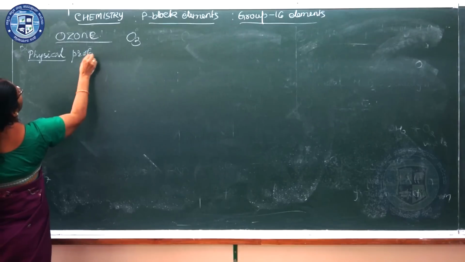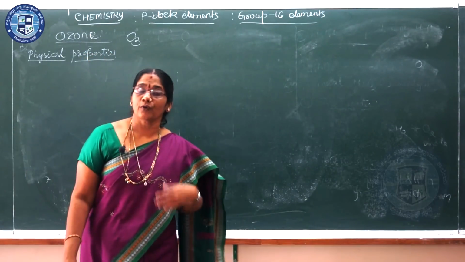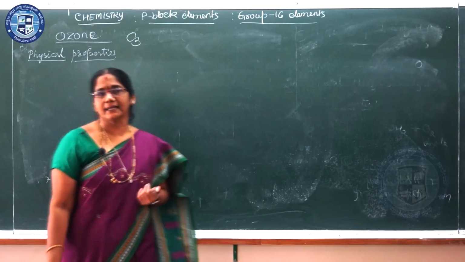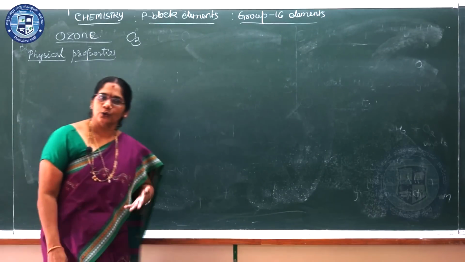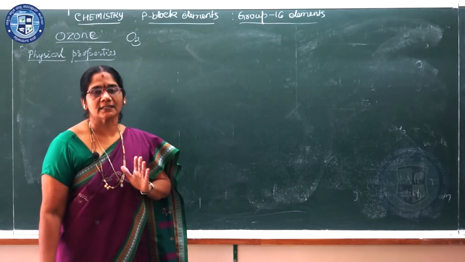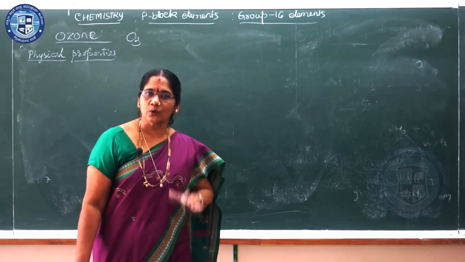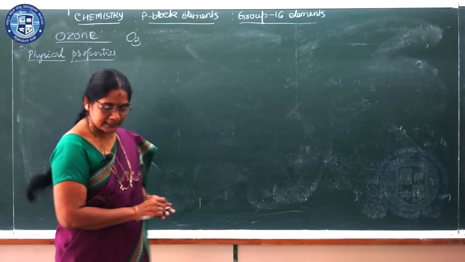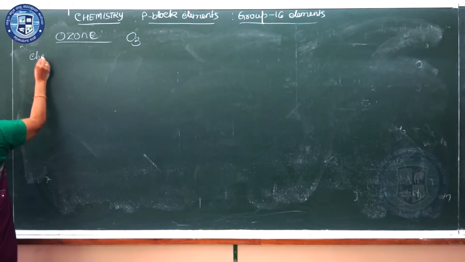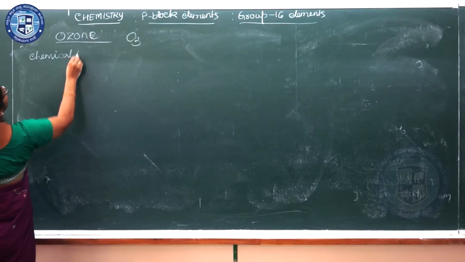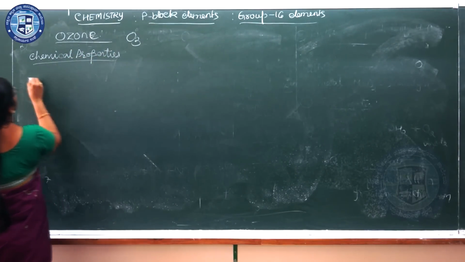It's a pale blue or blue gas, in the liquid form dark blue and violet black solid. In low concentration, as I have told you, it is harmless, but when the concentration increases it is hazardous, it's not good for health. It causes headache, nausea, etc. Next we are now concentrating on the chemical properties. We'll see about the stability.